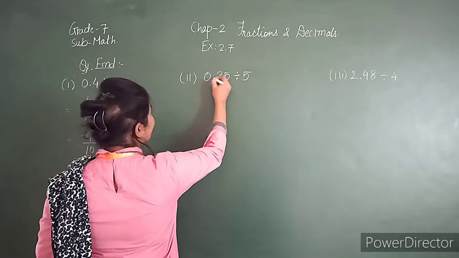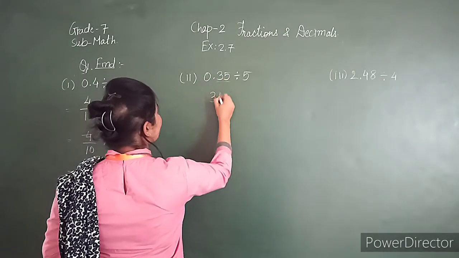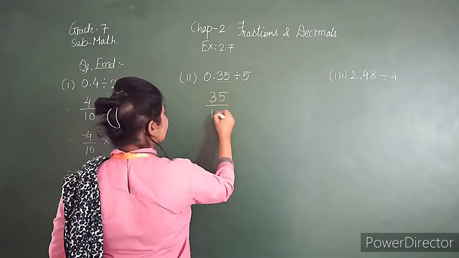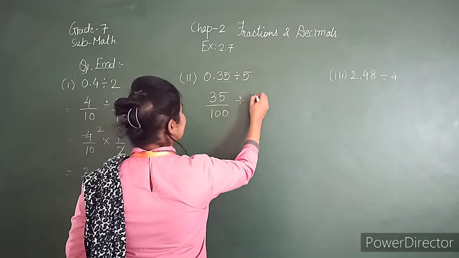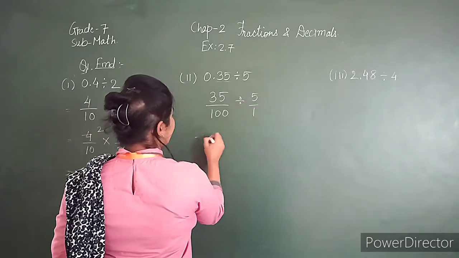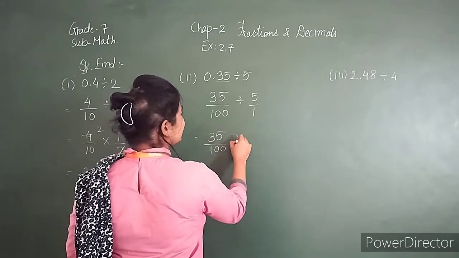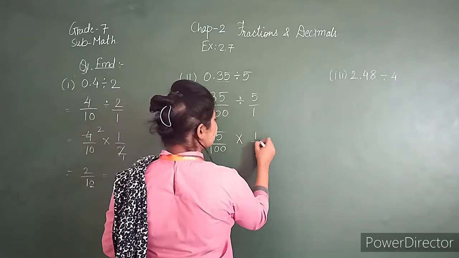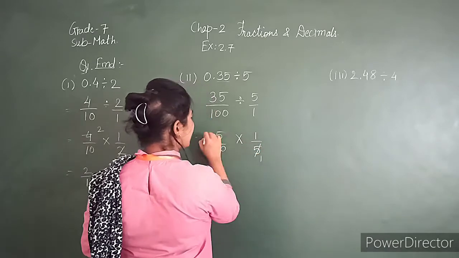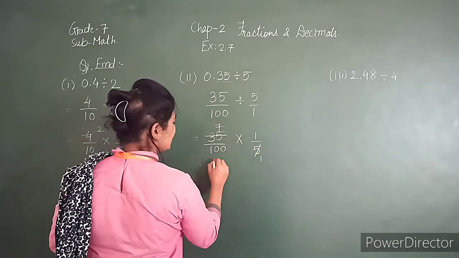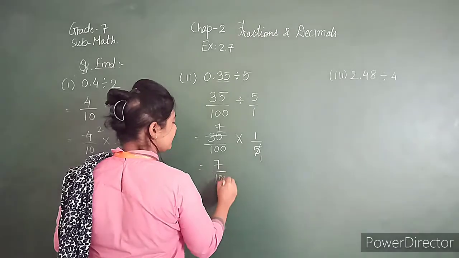Here after the point 2 digits are there, so we have to write 100 in the denominator, divided by 5 upon 1. Now if we change this sign into multiplication, then we have to write the reciprocal. So 5 ones are 5, 5 sevens are 35. So it is 7 upon 100.